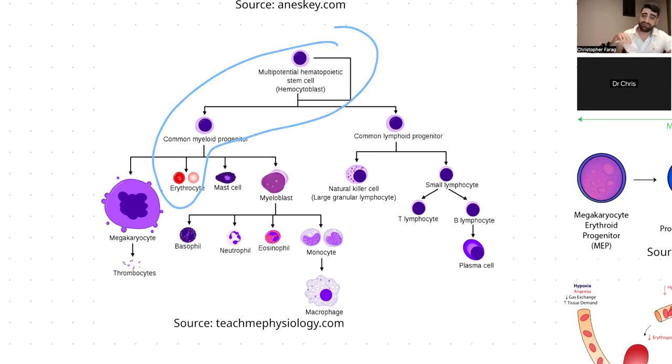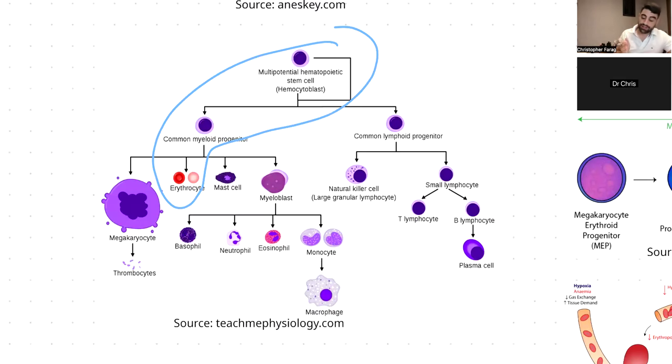But big picture, we have our stem cells, our pluripotent stem cells, and there are two main branches: a myeloid lineage and a lymphoid lineage. Our lymphoid lineage produces our T cells, B cells and natural killer cells, whereas our myeloid lineage produces our monocytes, basophils, neutrophils, eosinophils, red blood cells, as well as thrombocytes or platelets, and mast cells as well.